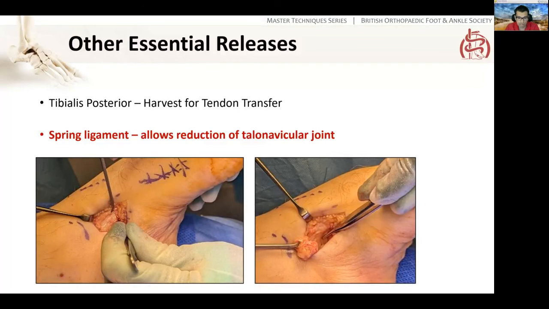They're never going to get a flat foot. Their bony anatomy is just different. So that's absolutely not a problem.